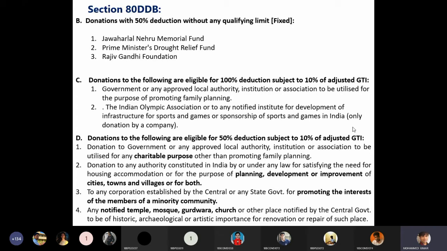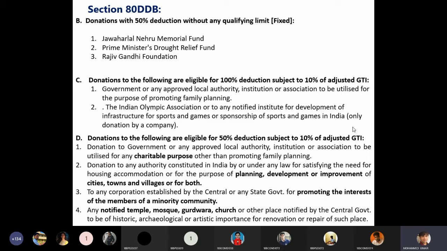So the tip here is to remember category B, C and D, because category A, the list is quite lengthy. So remember category B, C and D and apply your mind, and anything that does not fall under B and C and D would obviously come under A. That's the best way to remember the list of donations and organizations under section 80G. Otherwise, alternatively, you have to remember all list A, list B, list C and list D.